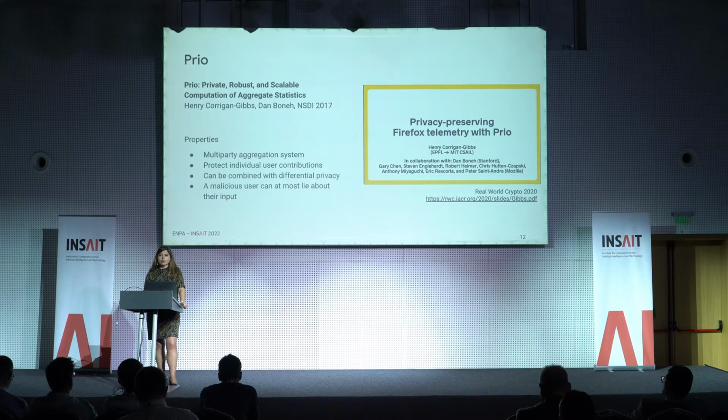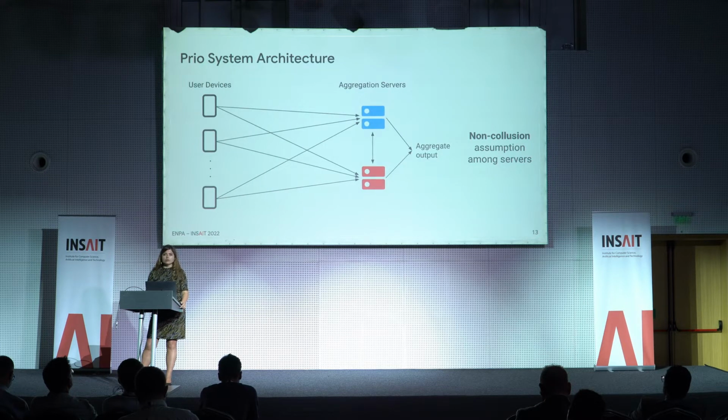Another interesting point about this design was that it had been used previously in the context of privacy-preserving telemetry aggregation by Firefox. So we had some example where this solution had worked out. All right, so let's look at the architecture that underlies the PRIO system. This architecture relies on two non-colluding servers.